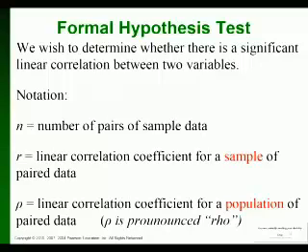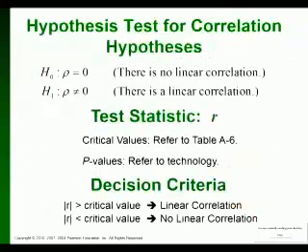We're trying to say, yes, it looks like my sample has a strong linear relationship, so I'm going to make the prediction that my population also would have a strong linear relationship. The null hypothesis would be that rho is 0. If the population correlation coefficient is 0, that means there is no linear correlation. If that's our null hypothesis, then our alternate hypothesis would be that rho does not equal 0.